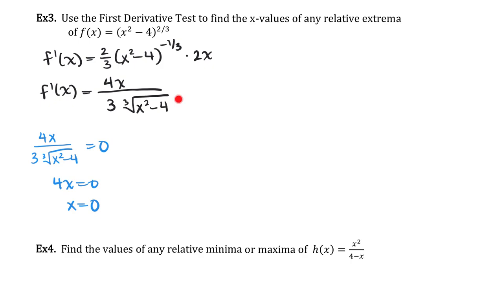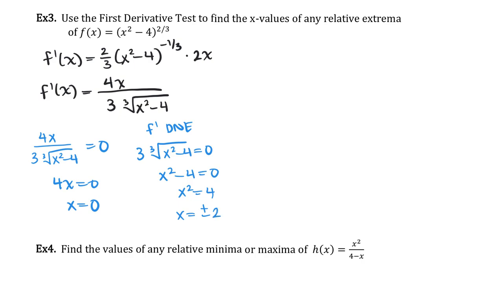Because there's a variable at the bottom, f prime of x could also be undefined. So let's determine when f prime does not exist. That would be when the bottom equals 0. Okay, if I divide by 3, it's still 0. If I raise it to the third, it's still 0. So we're going to get x squared minus 4 equals 0. And then when I solve that, I get x equals positive or negative 2.